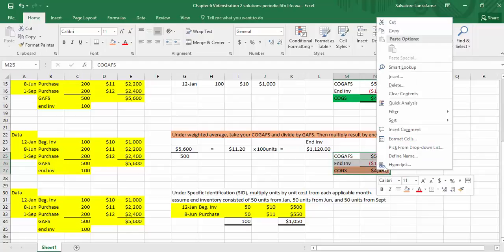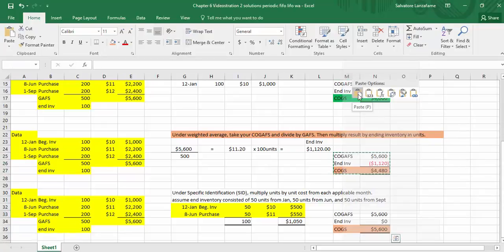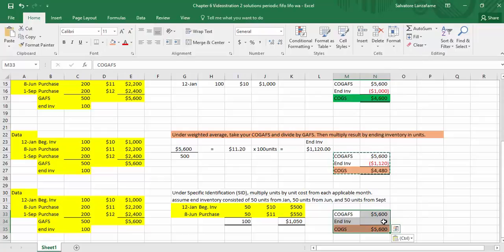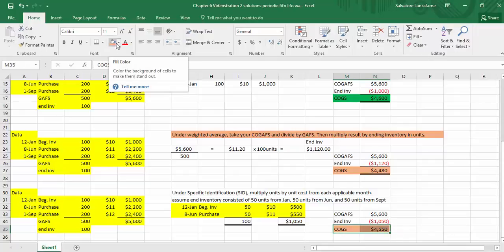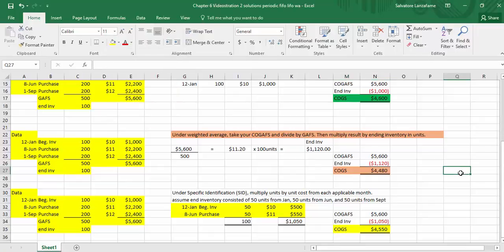So let's again do our little calculation here. Technically, as I said before, this one is the most accurate of the three. Ending inventory is now 1,050, and we end up with 4,550 as our final answer. Again, notice that LIFO is still the best answer.